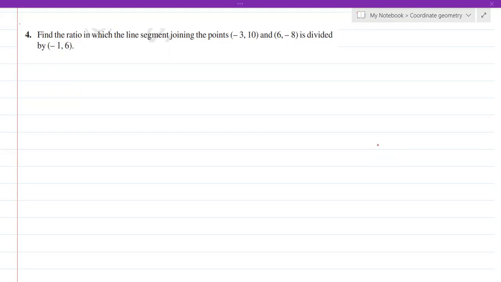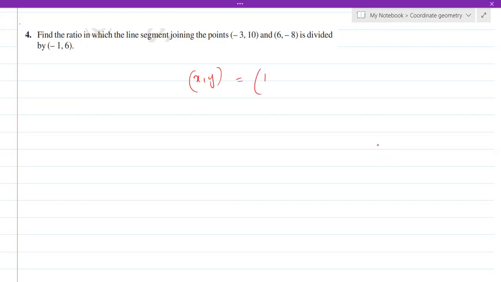Hello students. So let's continue with the problems based on section formula and midpoint formula. Let's quickly recapitulate, recall the formula. So x comma y. What is x comma y? The coordinates of the point which divides the line segment.